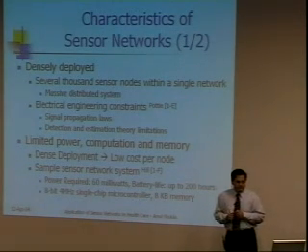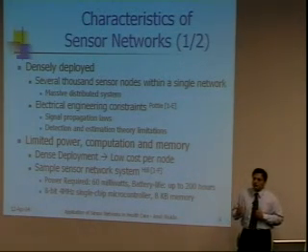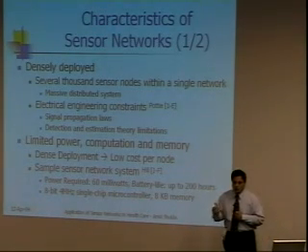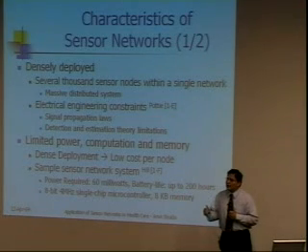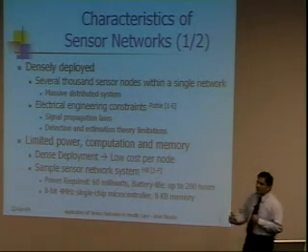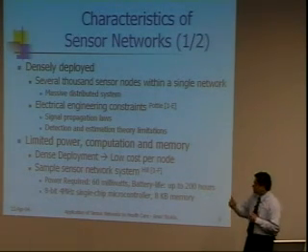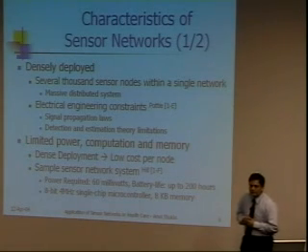So now, since there are so many of these nodes in a network, we want to keep the cost of an individual node low. As a result, each node has a limited amount of resources. So it has limited battery life, limited processor capabilities, and limited storage, as you can see from the sample system described.